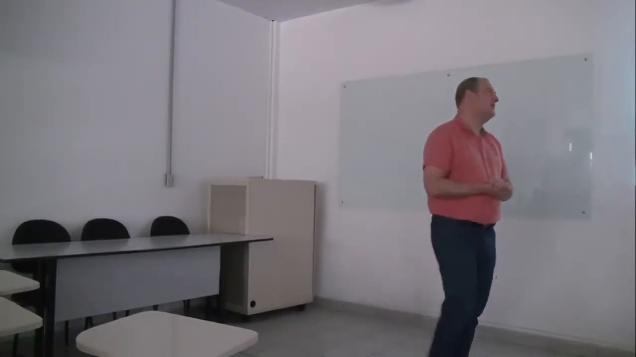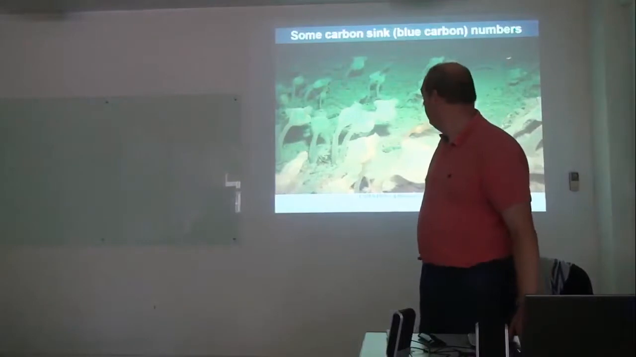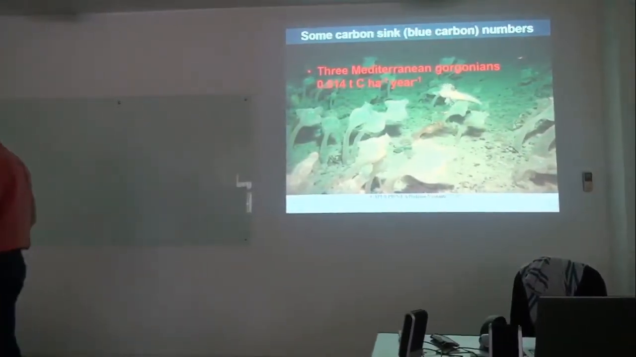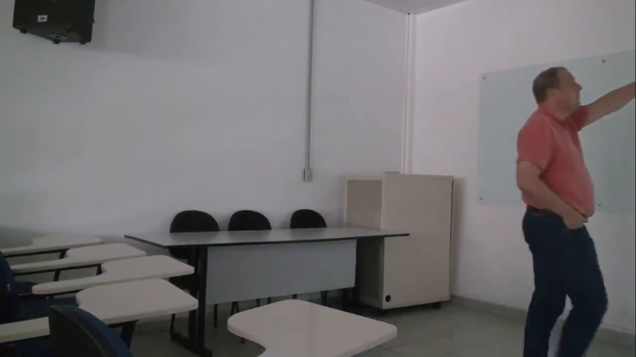For me, carbon sinks are what we have to demonstrate in many ways. So these are the only numbers that we have about carbon sinks. We calculated the carbon sink in the Mediterranean, in three Mediterranean gorgonians.